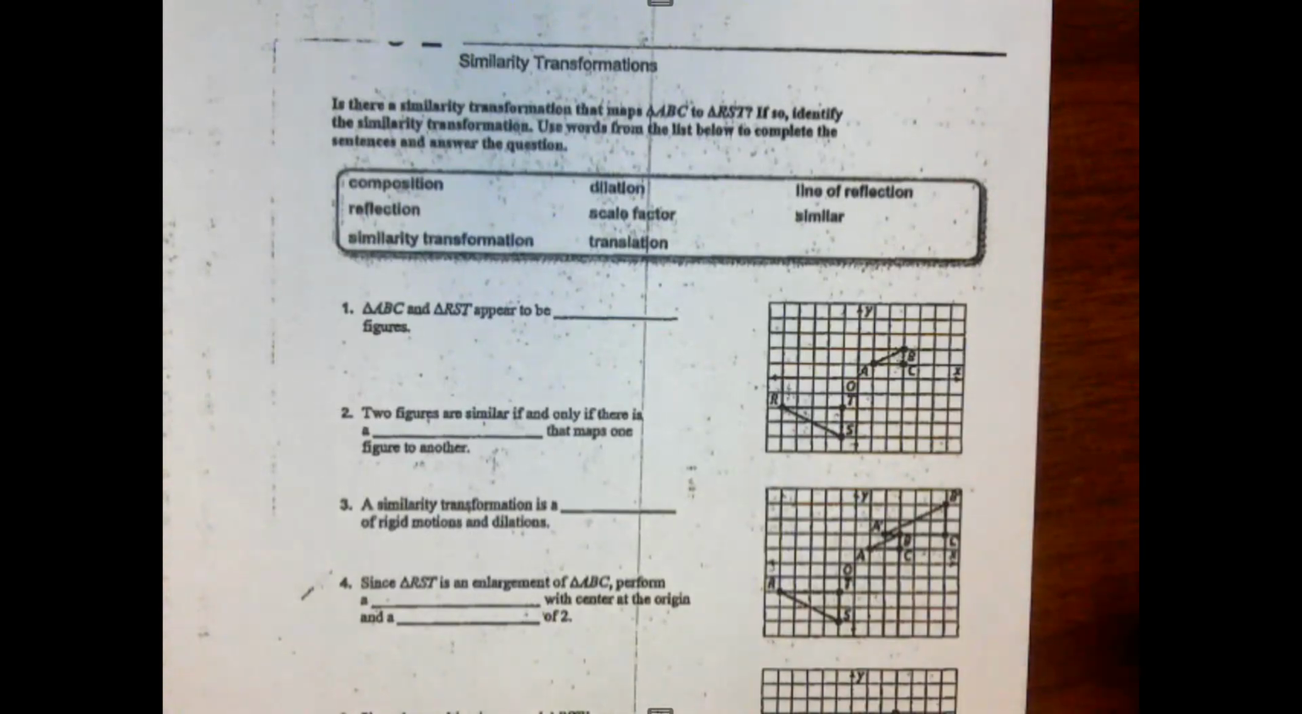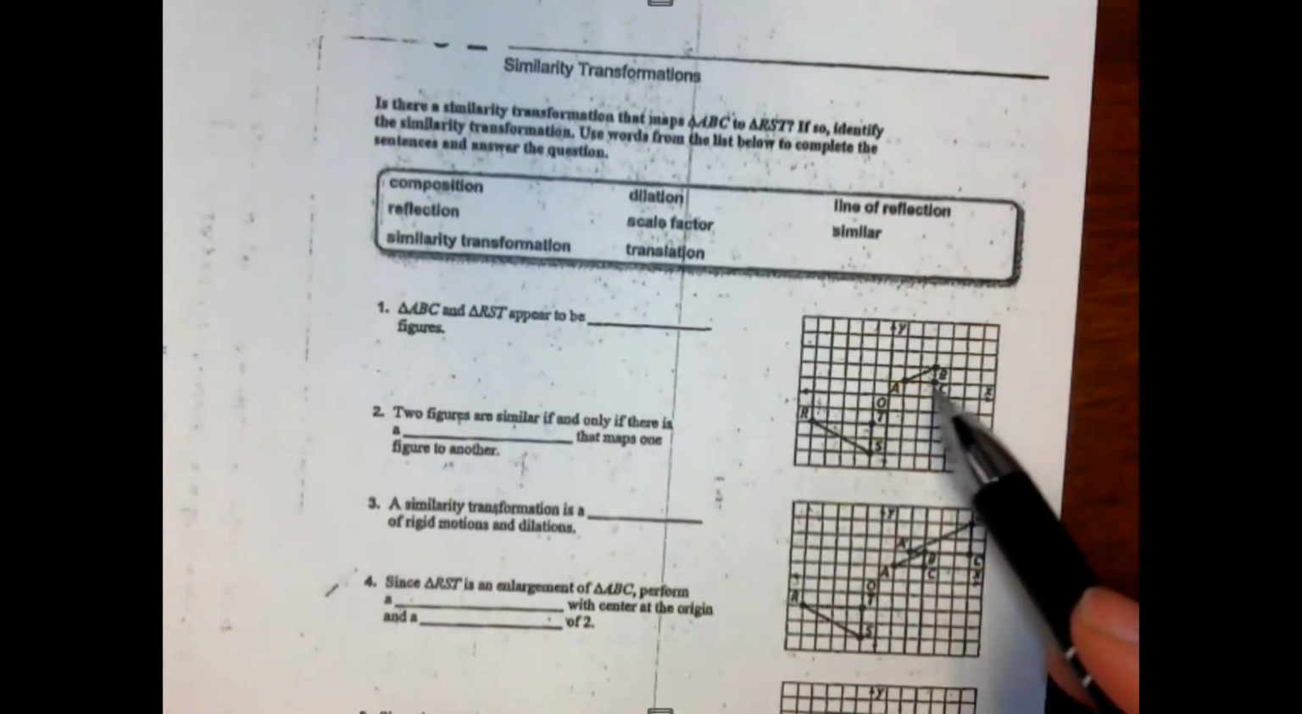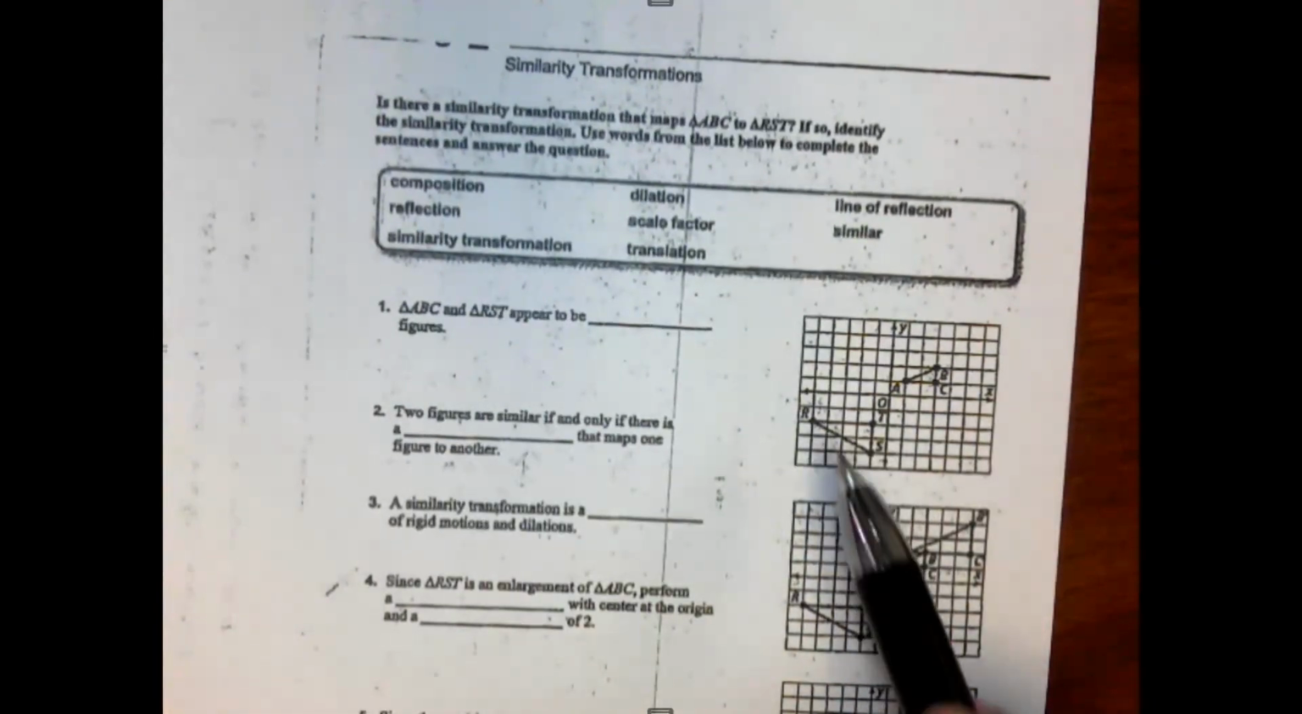We're looking back at transformations today, and the idea of transformations specifically that produce similar but not congruent figures. We've talked about this before, but we're going to talk about it in a more focused way now that we're talking about similar versus congruent. So, is there a similarity transformation that maps triangle ABC onto triangle RST? If so, identify the similarity transformation. Use words from the list below to complete the sentences and answer the question.